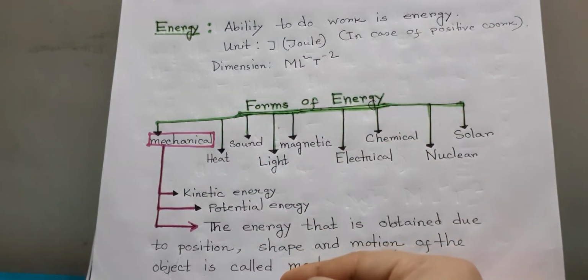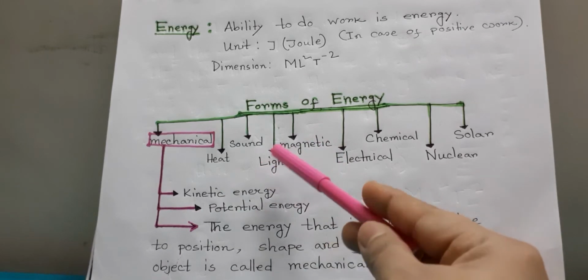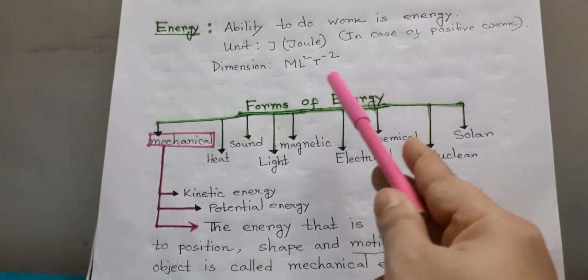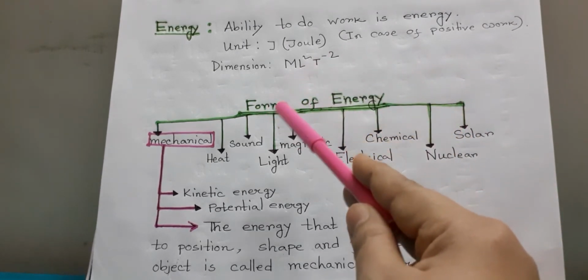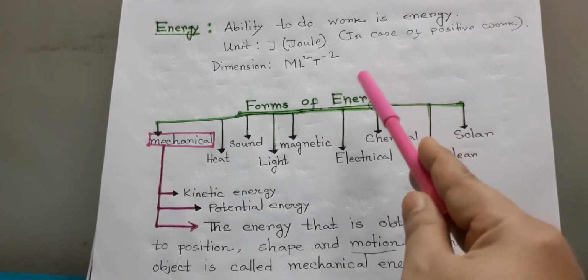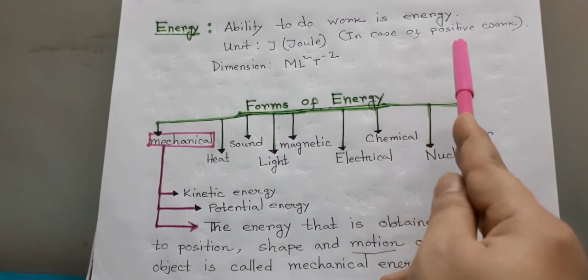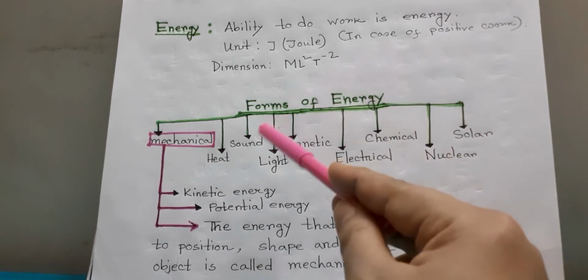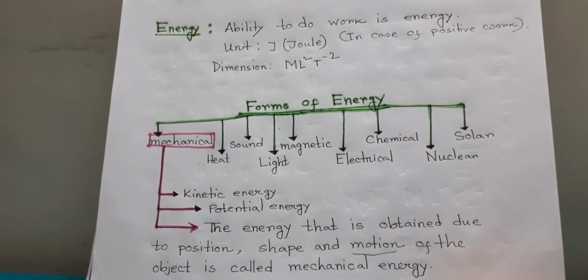What is positive work? When a positive work is done by applying a force on an object, the force creates energy in that object, and that force and the magnitude of displacement is known as positive work. Now we have known that there are different forms of energy.